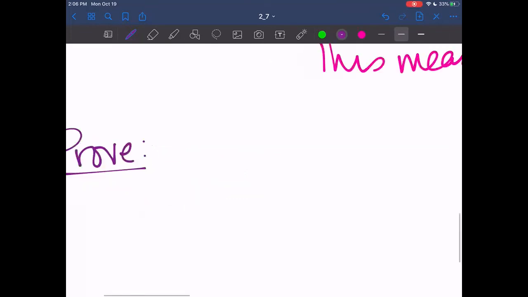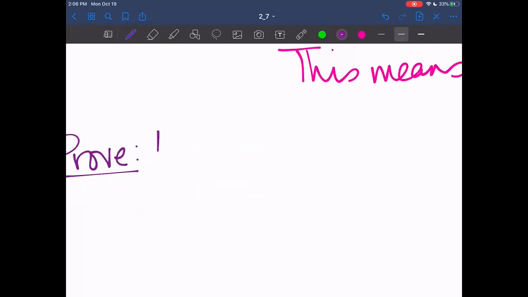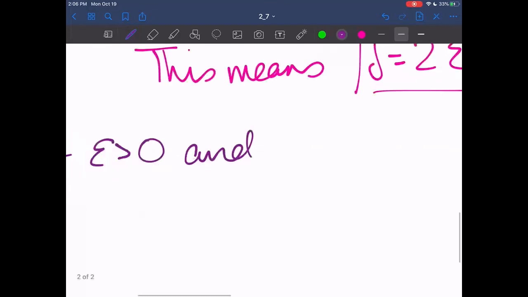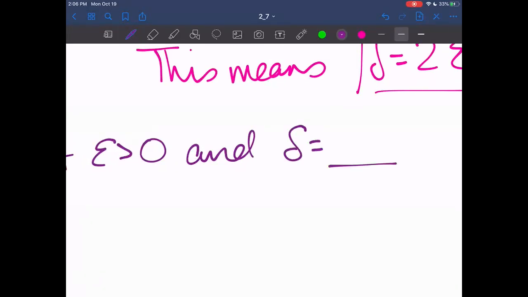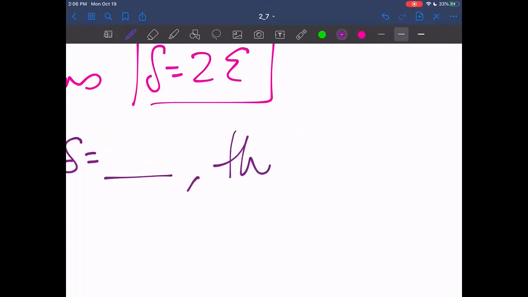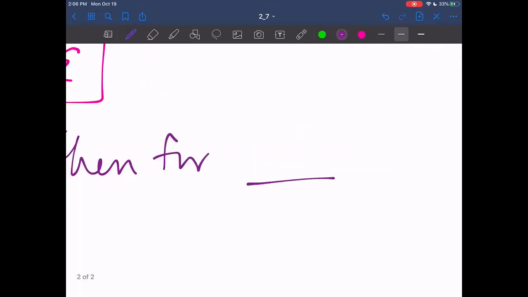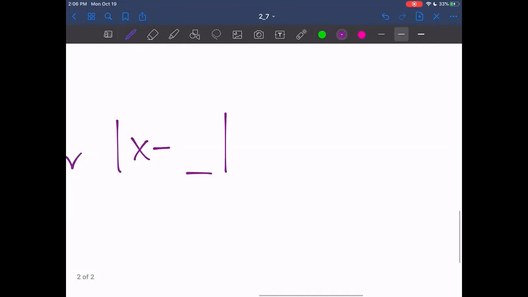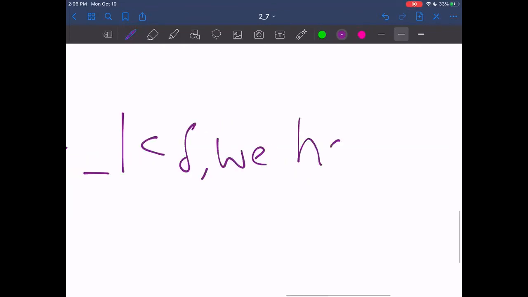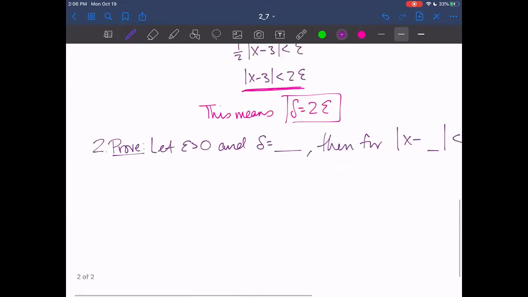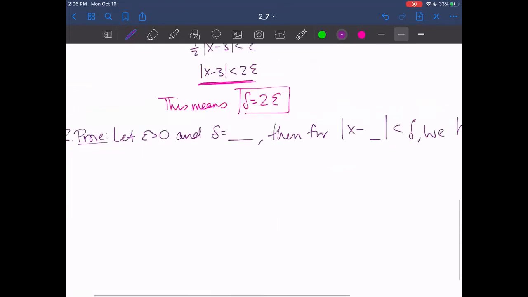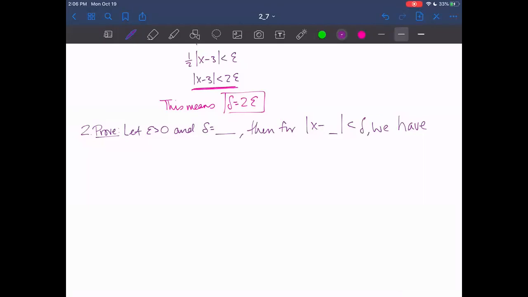All of your proofs are going to be formatted about the same way. You'll have: let epsilon be greater than 0 and delta equal to something. Then for absolute value of x minus some number less than delta, we have, and then whatever your function is. So you'll start off this way, and then we'll fill in.